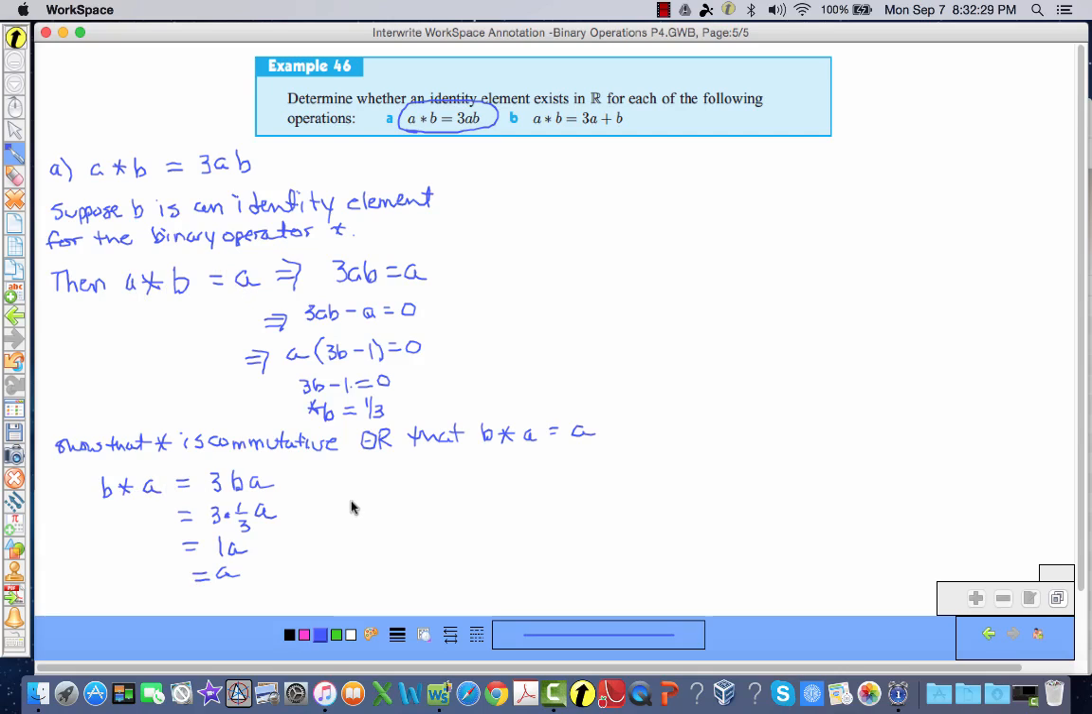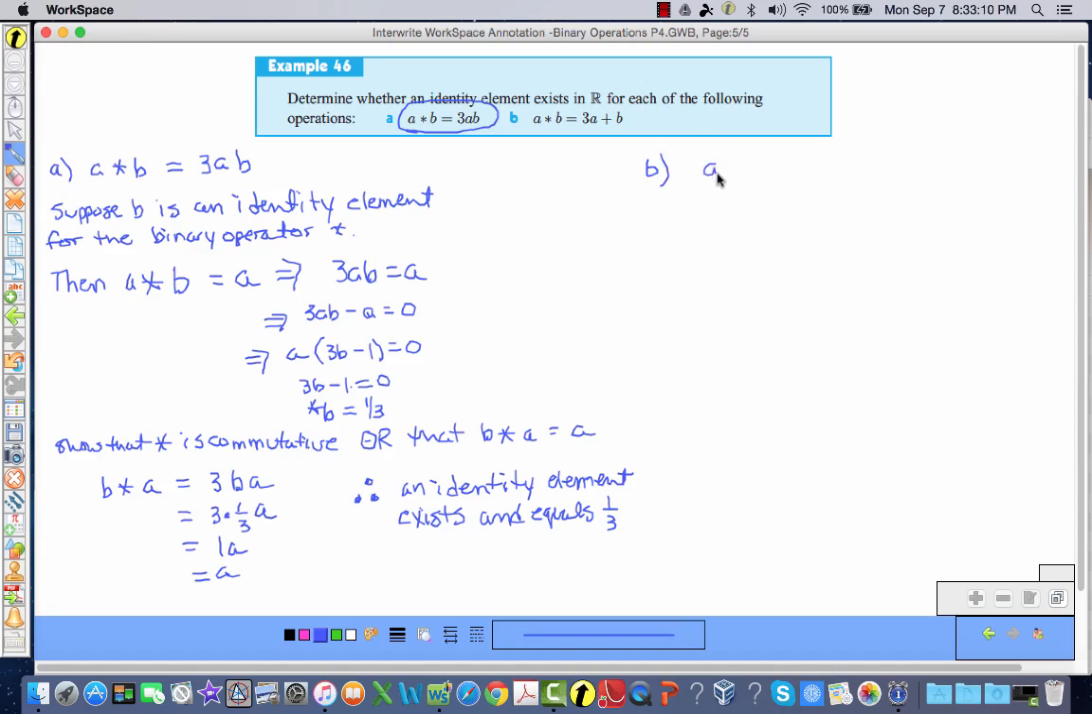So we can then state, as required, an identity element exists and equals 1/3. And it's unique. That's the only identity element for the set of real numbers and this operation, okay? Because it is unique. All right, next example, last example.